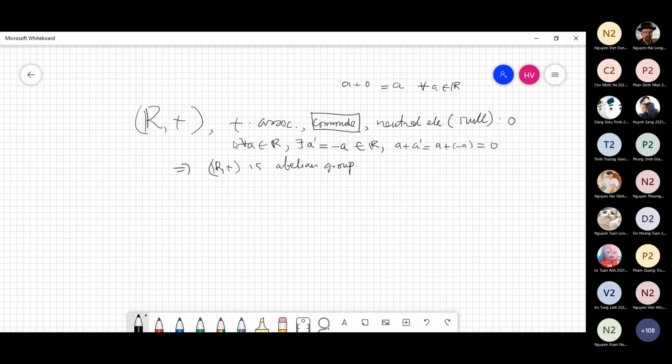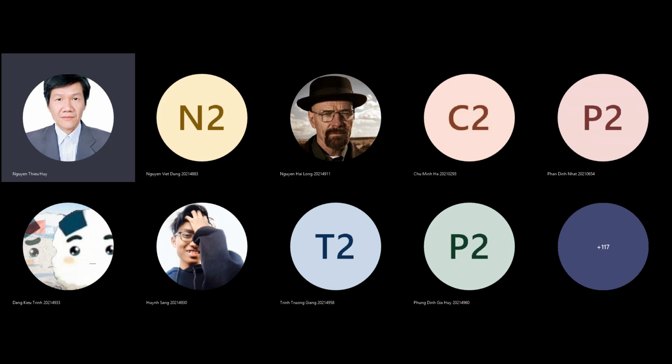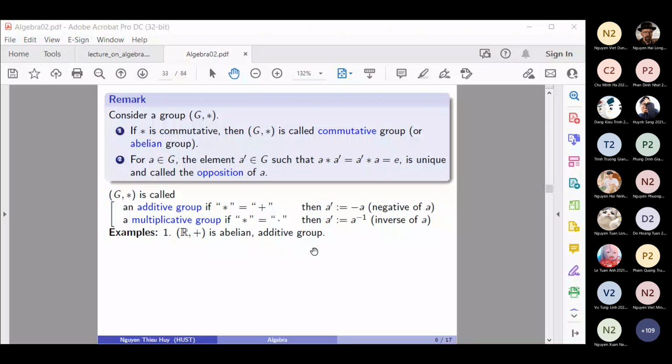Good. Now we can return to the slide, and I want to ask you a question here. Here we have R with addition as an abelian additive group. The group is called additive because the binary operation here is written as addition. The name additive group just means that the operation is written as addition.